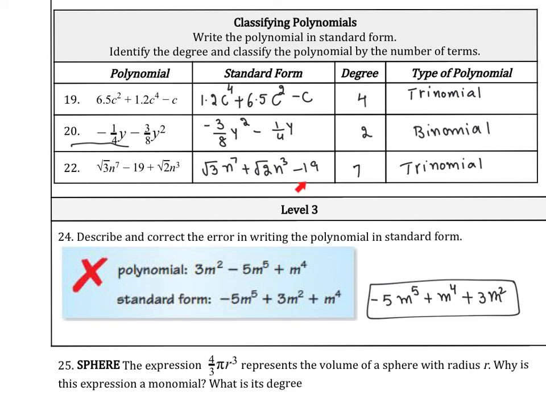to the power 3 minus 19. The highest exponent is 7, so the degree is 7. 1, 2, 3 terms, so it's a trinomial.